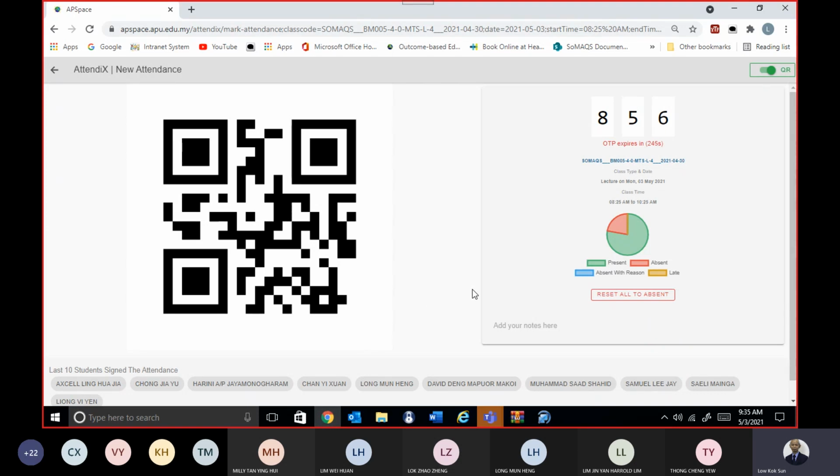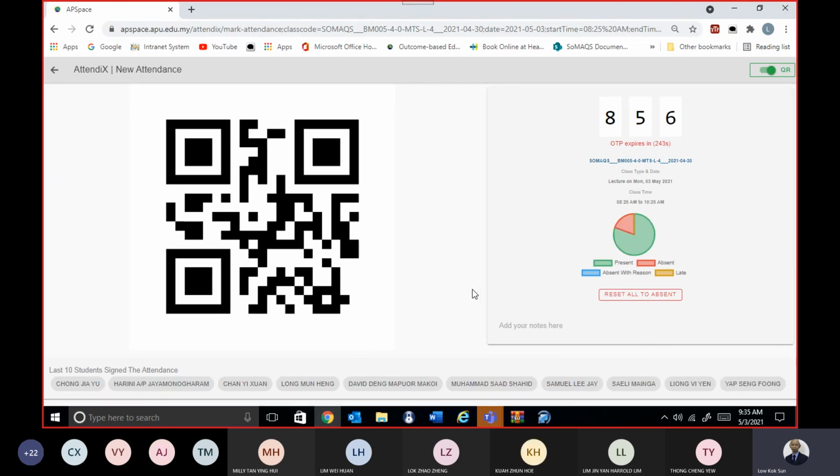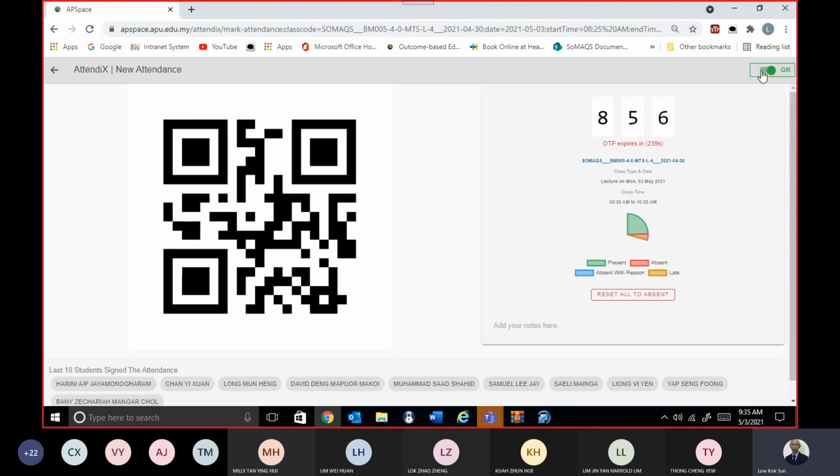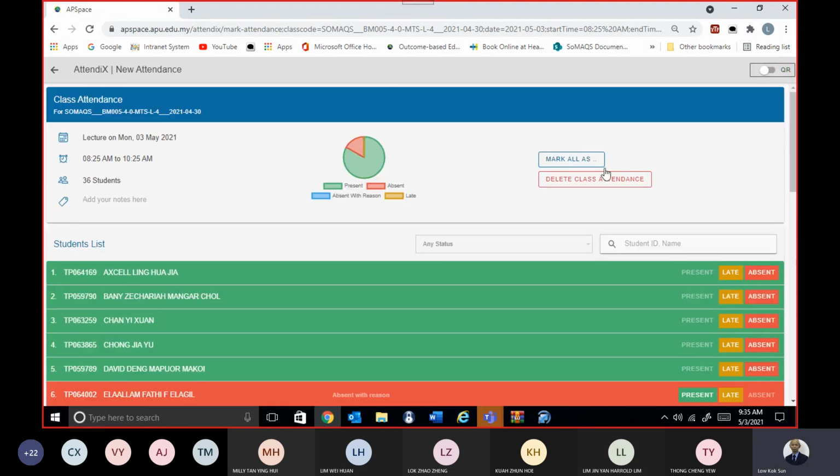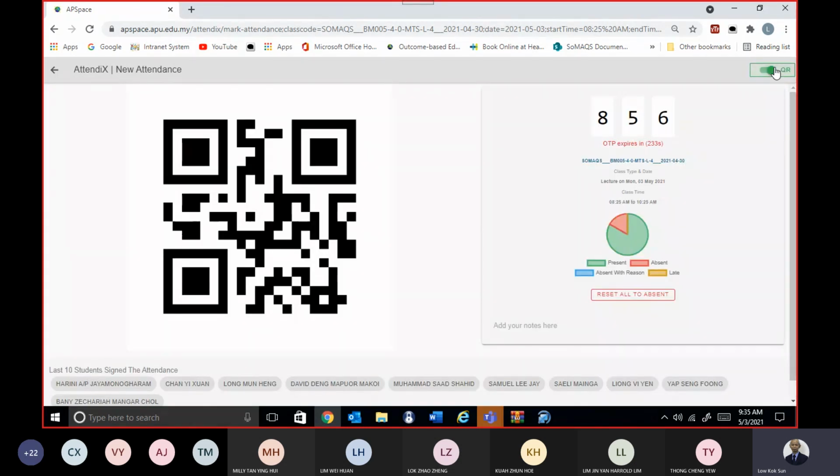Those of you who have not yet scanned, you can scan from there. Otherwise, I cannot mark manually. Okay, yeah, if you can scan now. Yeah, you can take a break.